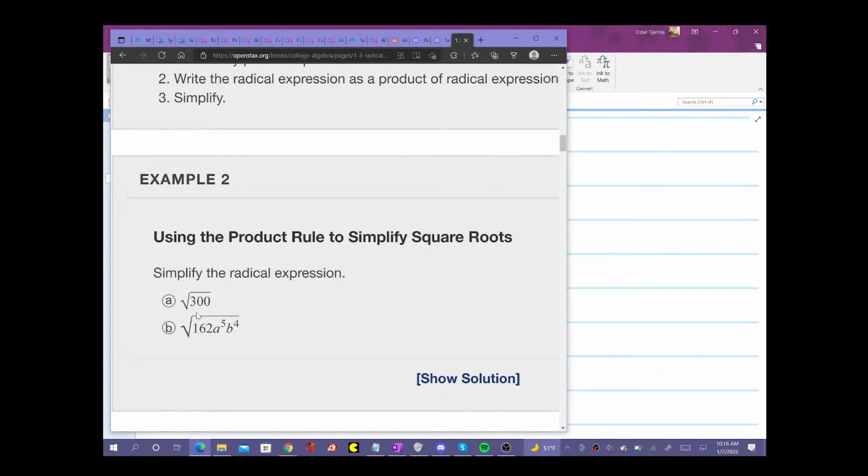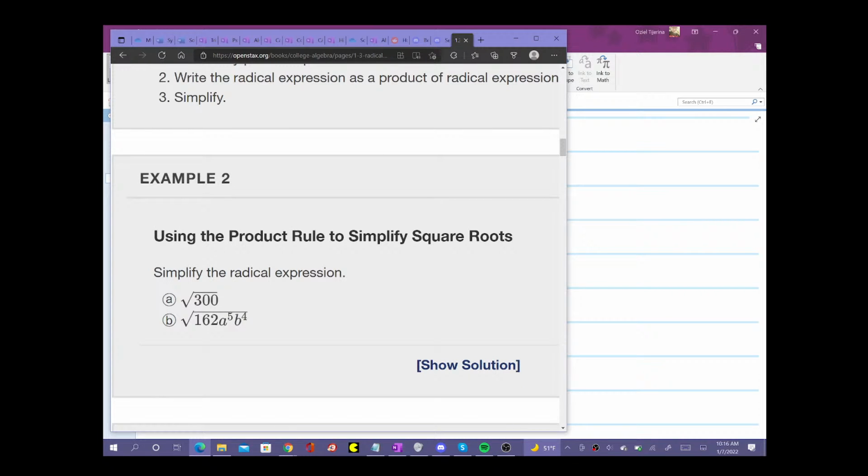So we need to use the product rule to simplify these square roots, right? Here's the thing about doing these. You can do these two ways. You can find your perfect squares, or you can do it by, so I'll just go ahead and do it. I'll show you guys how to do them.